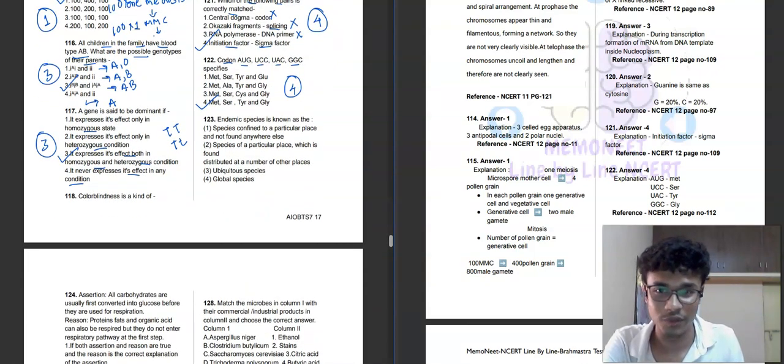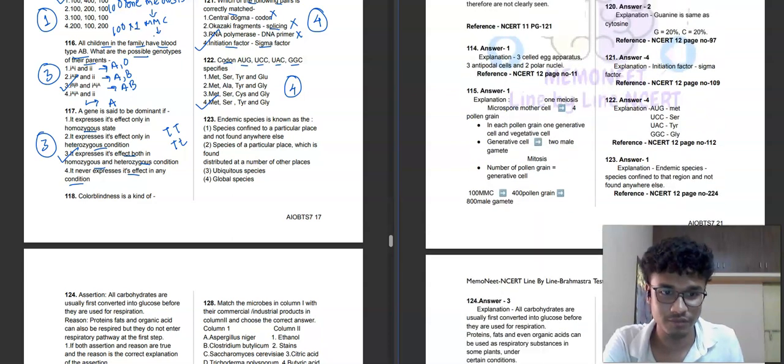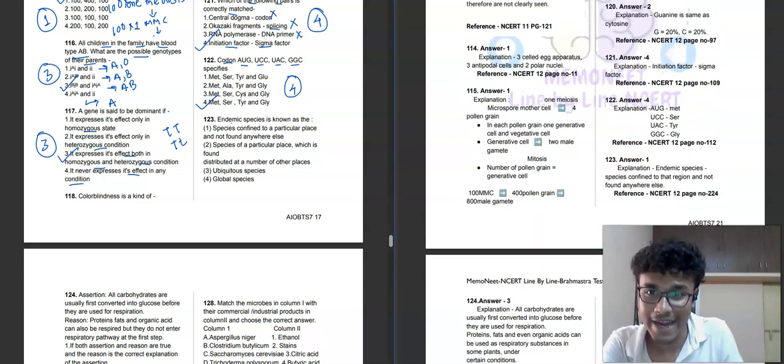Moving towards the next question, 123. It is saying endemic species is known as the species confined to a particular place and not found anywhere else. Basically, it is the correct one. But let's check other answers as well. The species of a particular place which is found... it is not found anywhere else, so it is not a correct statement.